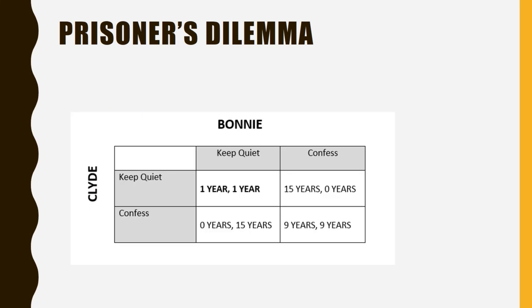So we've got two individuals, Bonnie and Clyde. And hopefully you get the movie reference there, Bonnie and Clyde, right? A famous duo. So they've got two strategies. They can keep quiet or they can confess. Now remember, if they confess and the other doesn't, then they're turning state's evidence on the other. So we need to make sure that we understand how to read this.